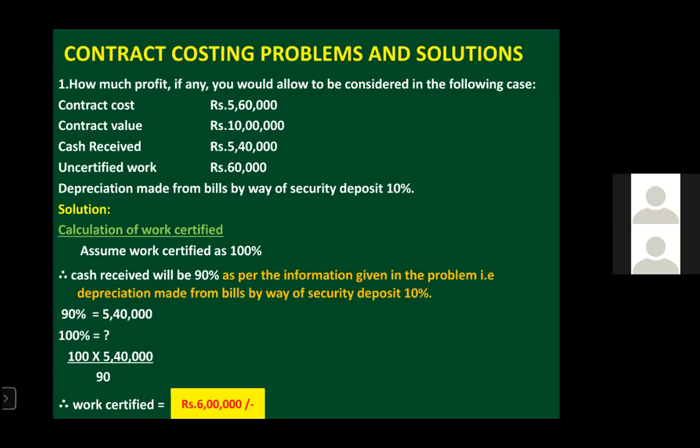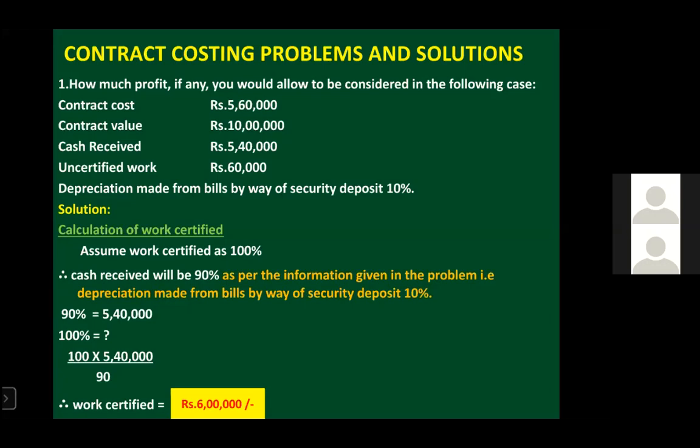So, we need to calculate the notional profit and to what extent the profit will be transferred to the P&L account. First of all, we need to look into the problem. What is the information available? How do we calculate the work certified using the information given in the problem? Look at the last line of the problem: the deduction made from bills by way of security deposit, 10%.